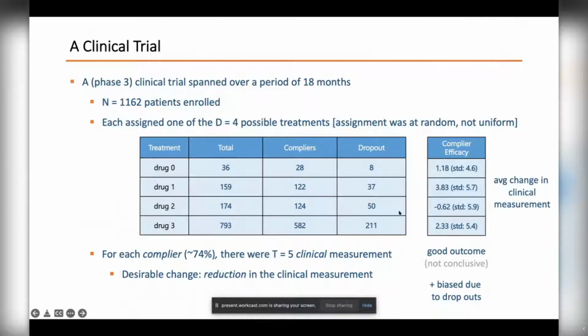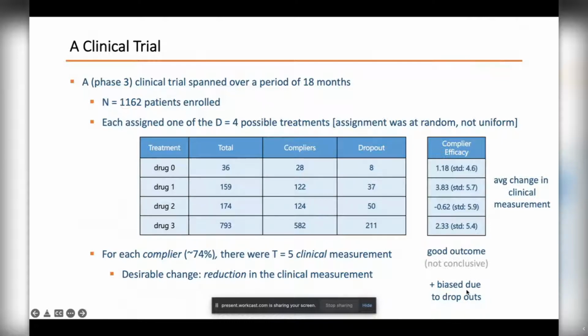In particular, drug 2 was of real interest to them. There was a negative change on average. However, the standard deviation is very high. So it's a good outcome, but not conclusive because it's not statistically significant. And then in addition, of course, 25% of patients dropped out.